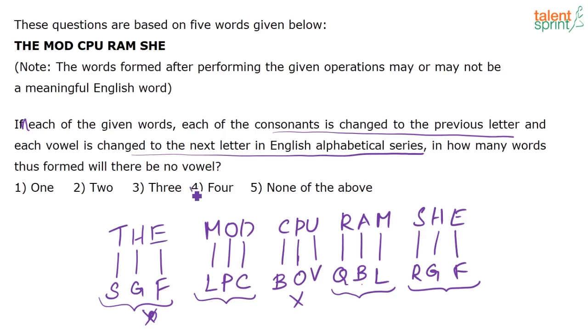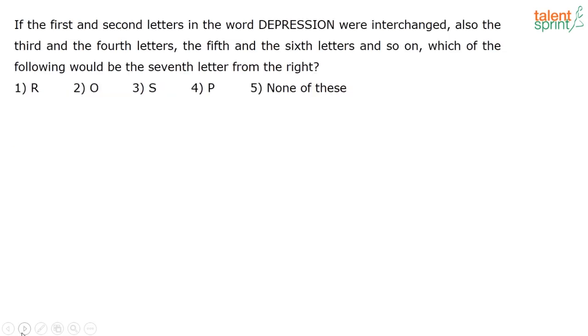All of you got the answer correctly? Good. Let's move on to the next question. So this is one set. If you see, the 5 questions that we solved were one set of questions that was asked. Now, next question. If the first and the second letters in the word depression were interchanged, also the third and the fourth letters, the fifth and the sixth letters, and so on, which of the following would be the seventh letter from the right?